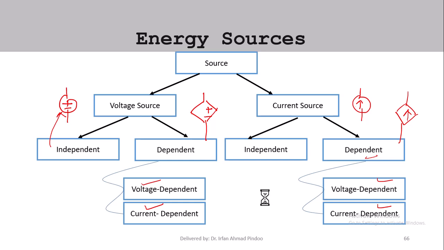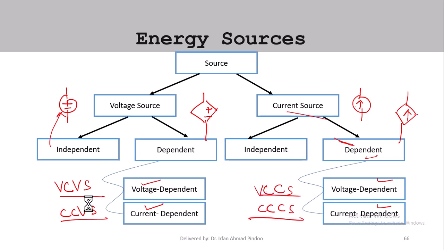It means there are 4 cases, like we are talking about here: a voltage source that is current dependent or voltage dependent. So it is a voltage controlled voltage source or a current controlled voltage source. Similarly, here we are talking about the current source which is dependent. So the current source can be voltage dependent, a voltage controlled current source, or it can be current dependent. So these are actually the 4 cases of the kind of dependent sources we have.